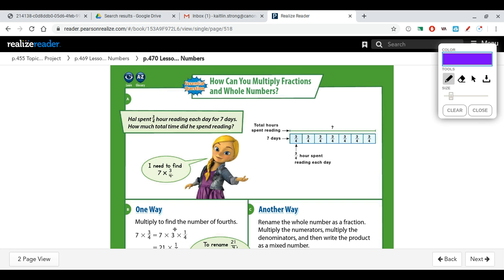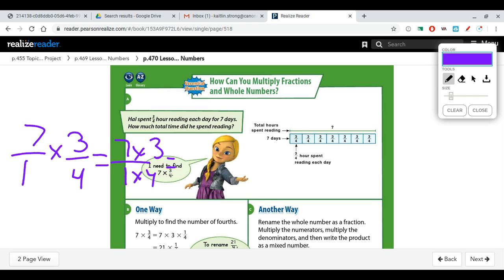And so the way that we're going to do this is I'm going to take 7, and I'm going to rewrite it over 1. And I'm going to multiply that by 3/4. Now I'm going to multiply the numerators together. So I end up with 7 times 3 and then 1 times 4. And when I do 7 times 3, I get 21/4. And so I look at how many times 4 goes into 21. So 4 goes into 21 5 times with 1/4 left over. So the answer that we're going to have is he spent 5 1/4 hours reading.